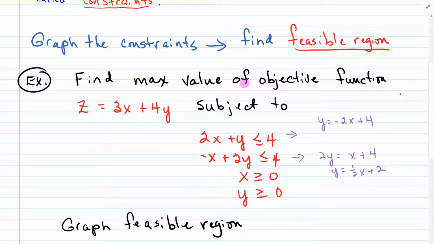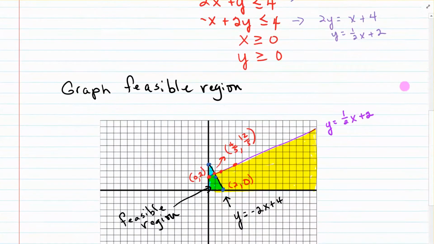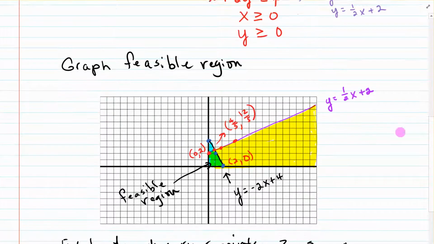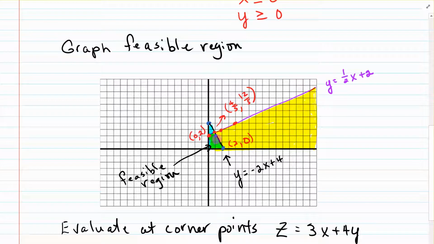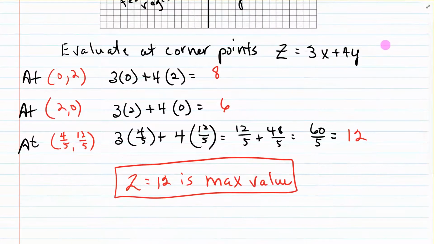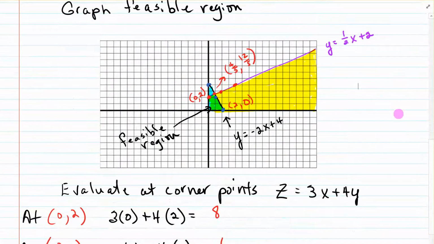So let's kind of recap that. You're given an objective function subject to these constraints. So you graph those constraints as lines. They were all greater than or equal, so that's solid lines. We graph it, find out what's enclosed, that's the feasible region. Find what the intersecting points are and evaluate at the corner points. Find either the max or the min, whatever you were asked to find. So that should be enough to get you going on the problems.